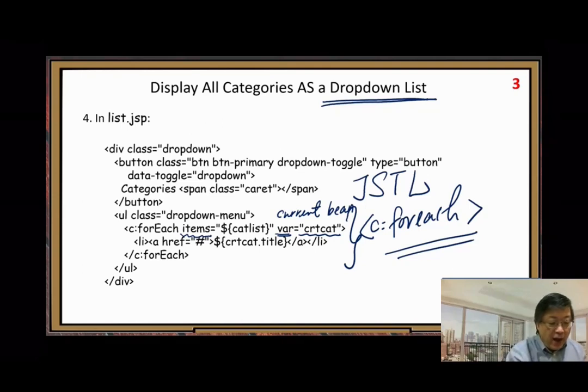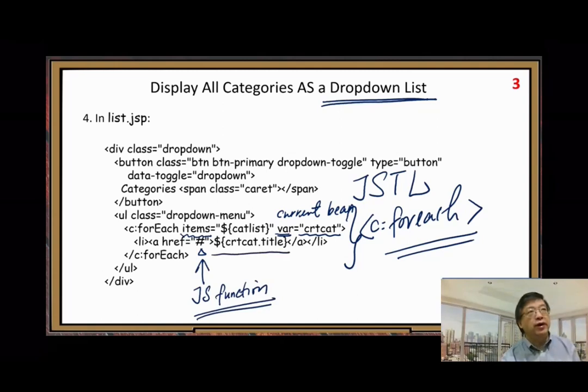Then for the data display part here, href, I didn't put anything. Later I need to associate a JavaScript function with this part. Later we will put a JavaScript function there. And the display part is straightforward: dollar curly braces, EL expression, CRT cat dot title, because we want to retrieve the title part.